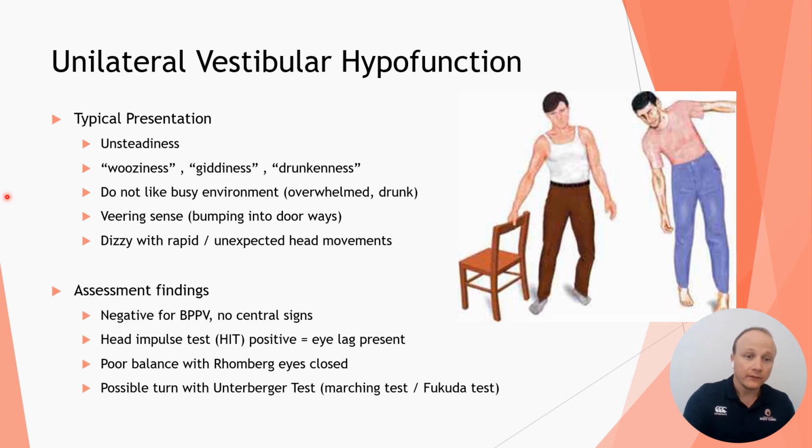So this is what we're looking for on the assessments. We're not going to see BPPV. There's going to be no central signs. Our head impulse test will be positive. There'll be a positive eye lag. They're not going to like the Romberg's eyes closed balance test, and they may turn on the Unterberger's marching test.